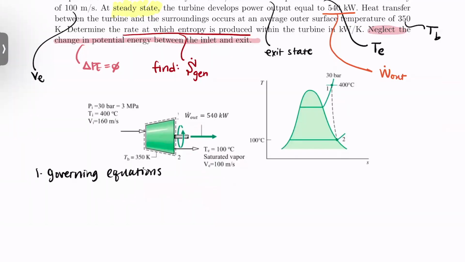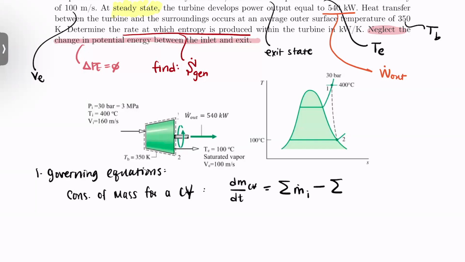So we are going to use conservation of mass and our entropy balance for an open system for a control volume. So obviously we have mass flowing in and out, so we want to make sure that we're using those equations. So we're going to use conservation of mass for a control volume, which is the time rate of change of mass in our control volume is equal to the sum of the mass flow rates coming in minus the sum of the mass flow rates coming out.